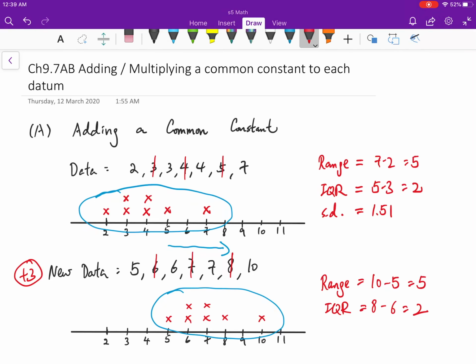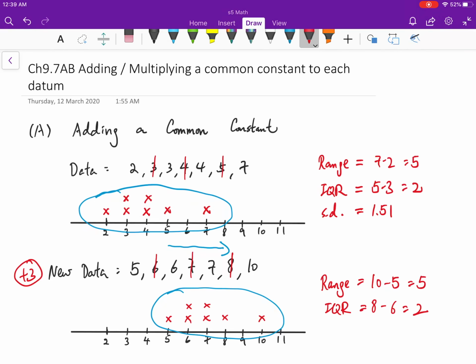So you have 1 of 2, 2 of them are 3, 2 of them are 4, and 1 of 5, 1 of 7. Here we can see the distribution of the data. So let's find the range, IQR and SD of this data. Range: 7 minus 2, which is 5. IQR: Q3 minus Q1, so 5 minus 3, which is 2. And SD, from the calculator, we get 1.51.